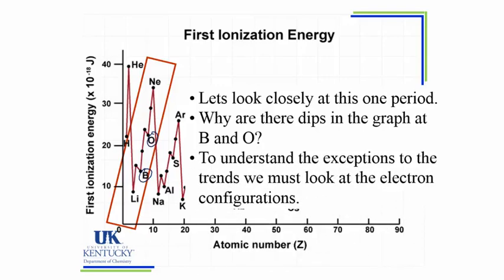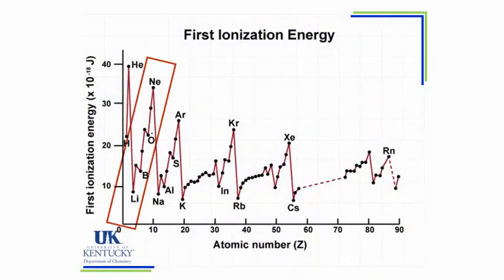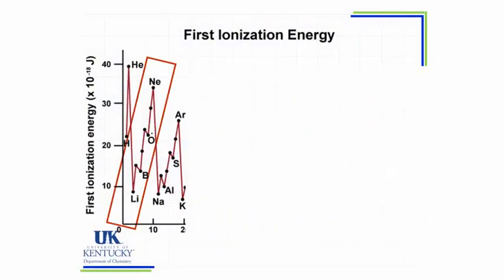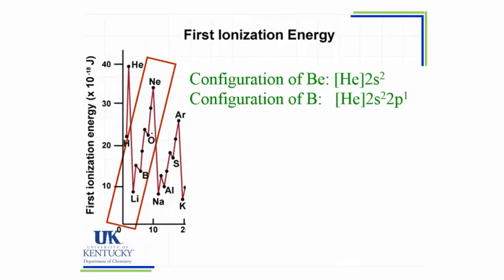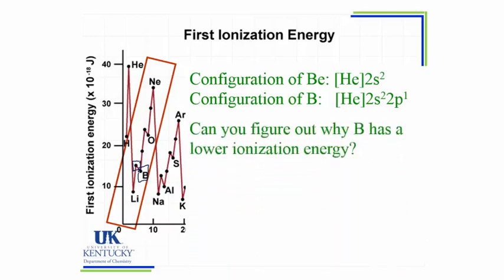Well, always to understand the exceptions to these trends, it's helpful if we look at the electron configurations. Okay, so let's do that. Let's look at the electron configuration of these two atoms. For beryllium, and that's what sits right here, I don't have it written down, but there's beryllium. Beryllium's electron configuration is helium 2s2. Boron's electron configuration, which dips, it's the one that's on sale, a little cheaper than you would expect, is 2s2 2p1.